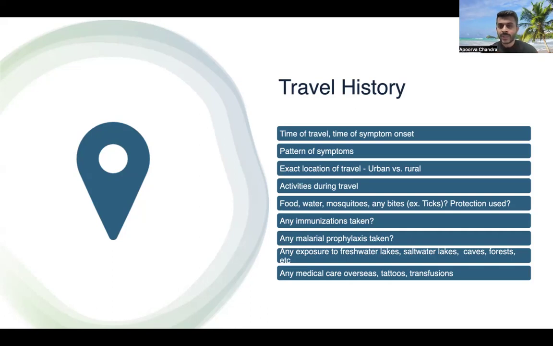Any immunization taken before travel? Any prophylaxis for malaria that's been taken? Was there any exposure to freshwater lakes, saltwater lakes? Was there any exposure to caves, forests, etc.? Did they take any medical care for their symptoms overseas? Did they get any tattoos? Did they get any transfusion? Was there any hospitalization overseas? You need to ask everything when it comes to travel history.